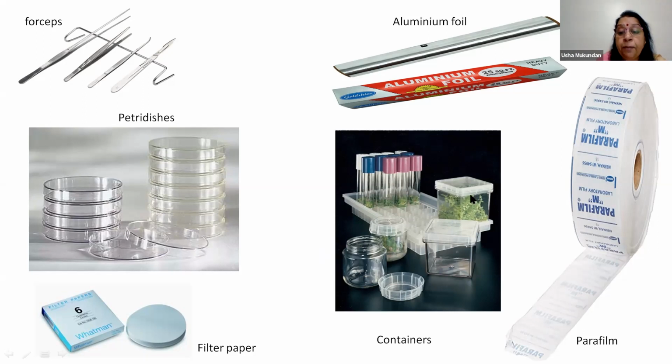Now these magenta boxes, I'm going to talk about them a little later in greater detail when I talk about photoautotrophic cultures. These magenta boxes also come with some air filters which can be fitted, and I'll be talking a little more in detail when I talk about photoautotrophic cultures. Now aluminium foil, and this is very important, known as a parafilm.